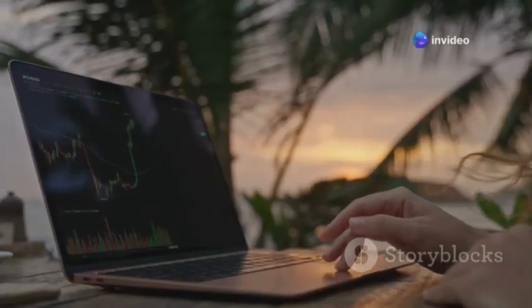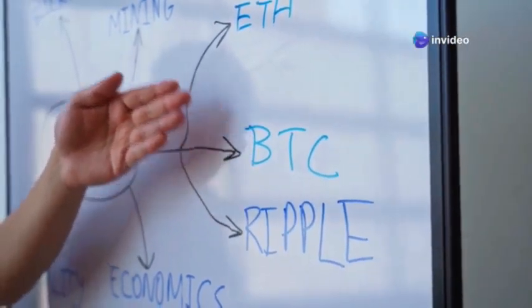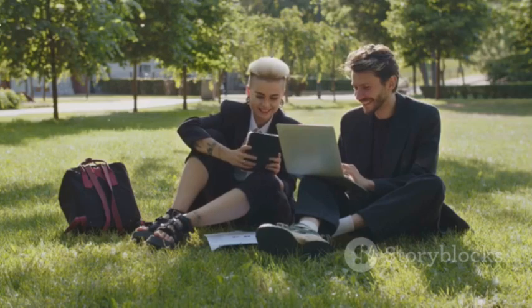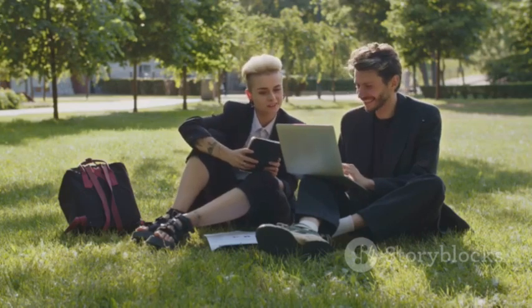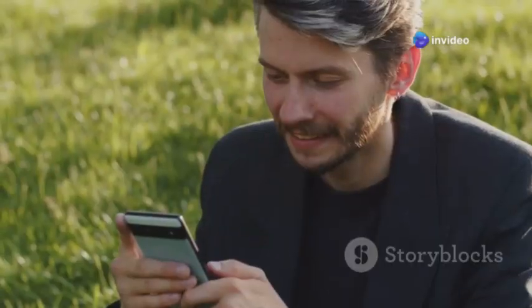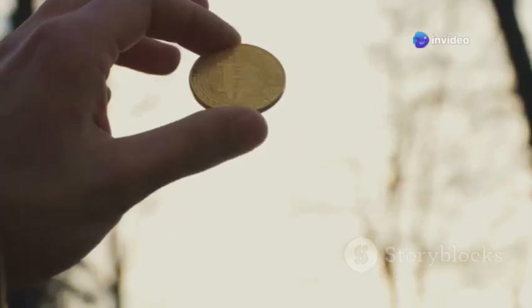They work on a technology called blockchain. Blockchain is like a public ledger that tracks all transactions. This makes crypto transparent and secure. Cryptocurrencies are decentralized. This means they are not controlled by governments or banks. This makes them attractive to some investors. They offer a different way to think about money.